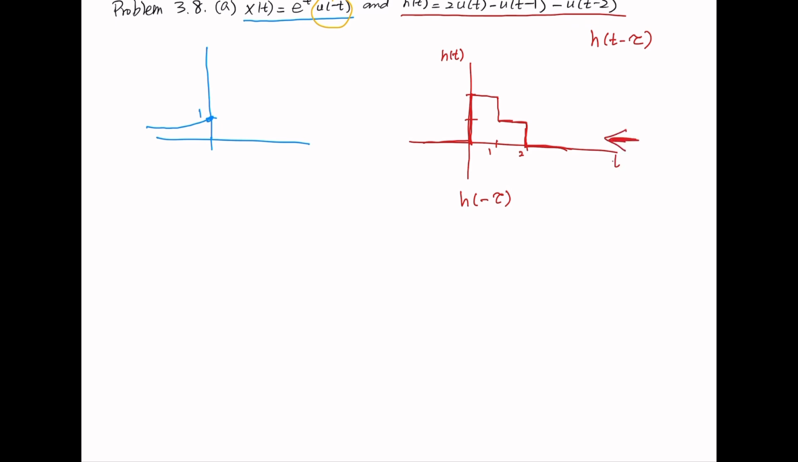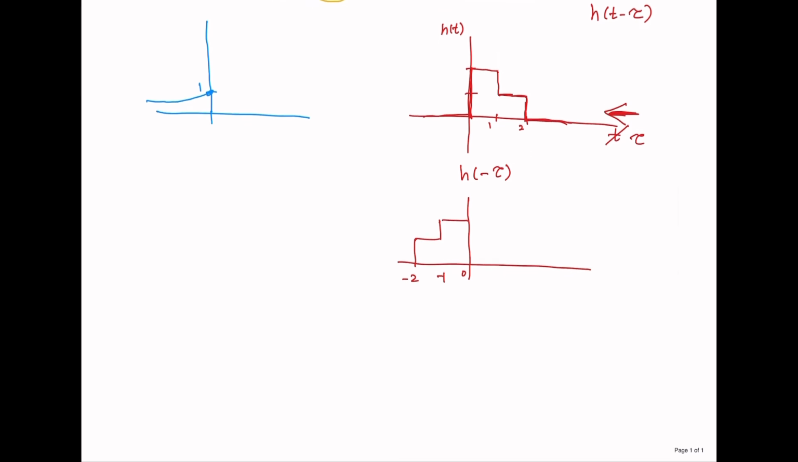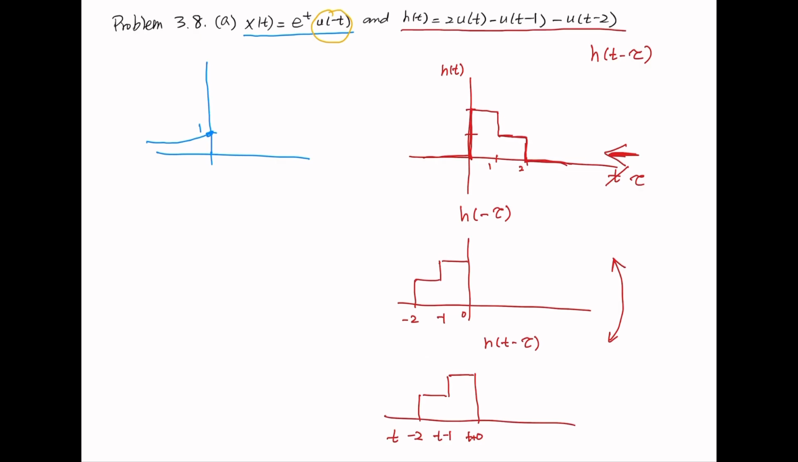h(tau) is the same as this, just moving from the t domain into the tau domain. Now when you do negative tau, we're going to have this, so this is negative 1, 0, negative 2. And if you want h(t - tau), what's the difference between these two? We just need to add t in front of negative tau. Therefore, we have negative 2, negative 1, 0, and we add t to that. That's our h(t - tau).